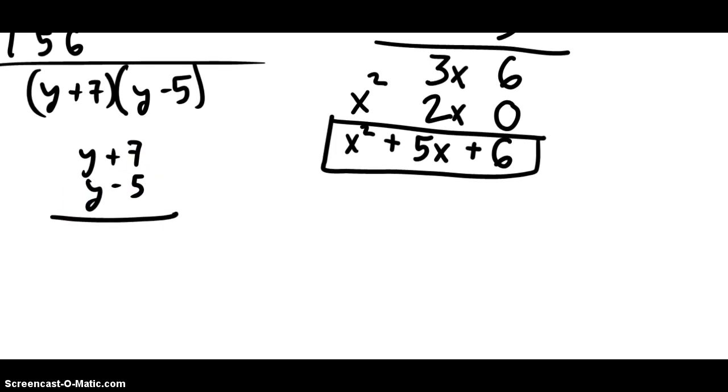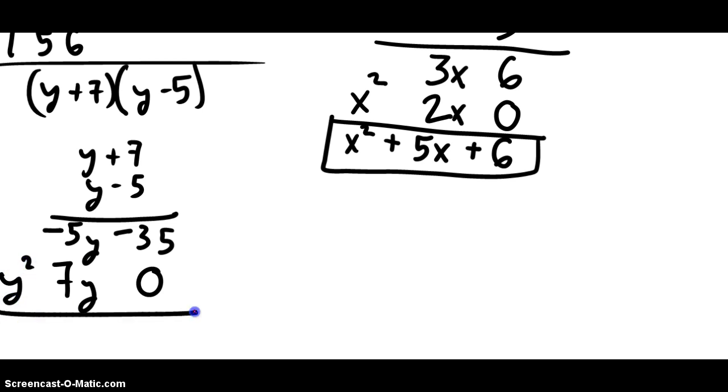Now watch how we don't carry. Negative 5, notice this is a minus, so this means negative. Negative 5 times 7 is negative 35. Negative 5 times y is negative 5y. Get the 0. y times 7 is positive 7y. y times y is y squared. So negative 35 plus 0 is negative 35. Negative 5y plus 7y is positive 2y. And then this is just y squared.